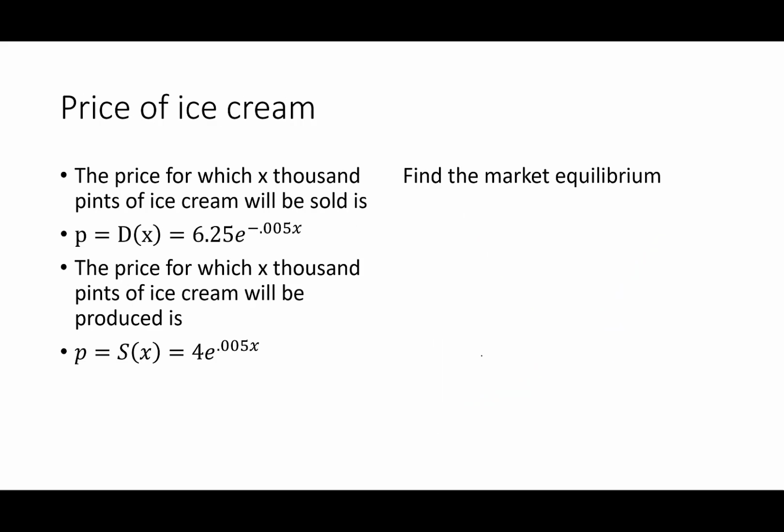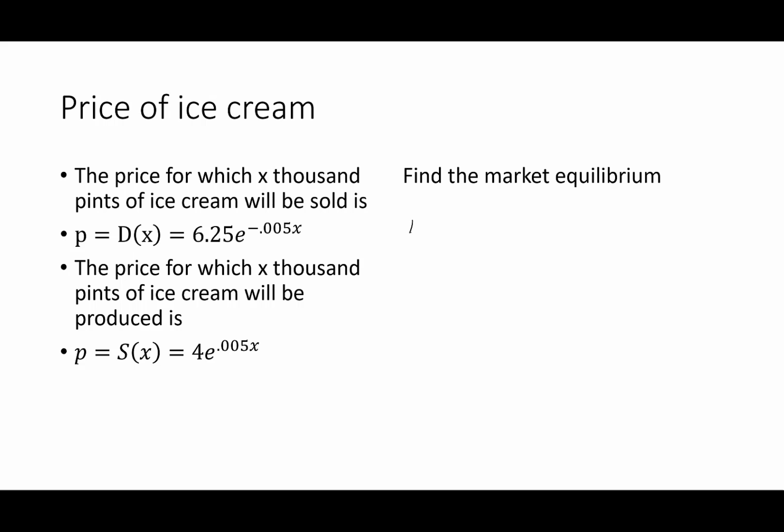So let's try that with an example. The price for which x thousand pints of ice cream will be sold is p equals D of x is 6.25 e to the negative 0.005x. The price for which x thousand pints of ice cream will be produced is p equals S of x equals 4 e to the 0.005x. Find the market equilibrium. So we're going to set our supply equal to our demand.